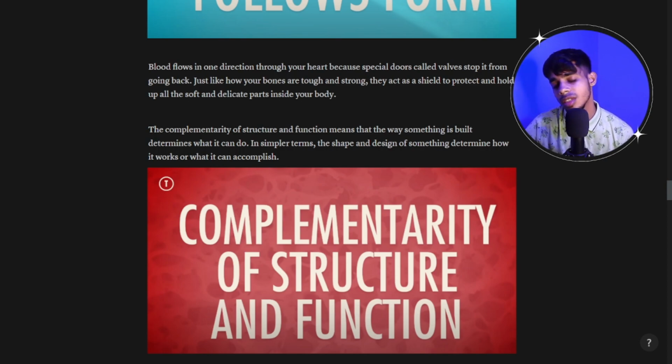The structure of your bones helps to keep the delicate organs of the body safe from damage, right? So these are all called the complementarity of structure and function. The complementarity of structure and function means that the way something is built determines what it can do. In very simple words, the shape and design of something determine how it works and what it can possibly do.